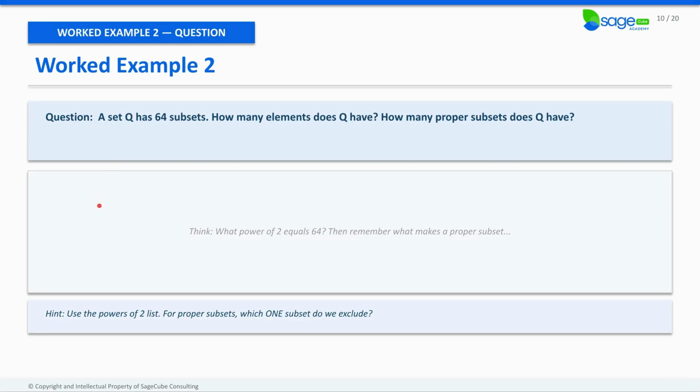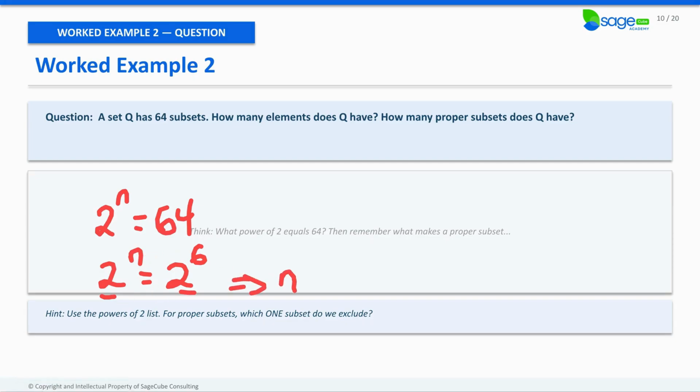Good. So we have 64 what? Subsets. So we know that 2 exponent n is giving us 64 subsets, right? So we can express this as 2 exponent what? 6. Then from indices, because the bases are equal, it implies that our n here is 6. Do we get that? Good.